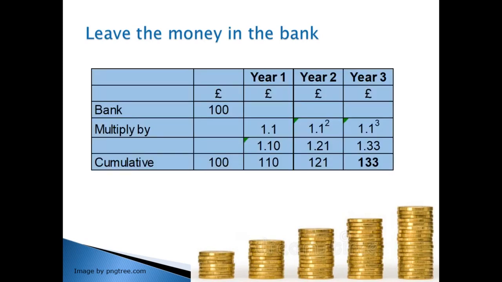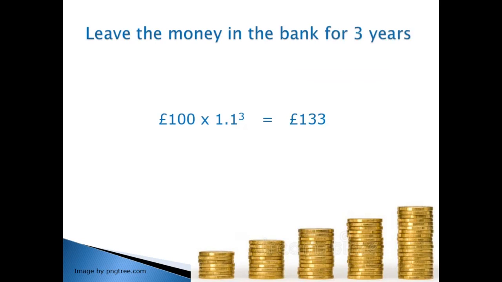Could also show it like this, because 10% is 0.1, so after 1 year, you multiply it by 1.1, and then in the end of year 2, you multiply by 1.1 again, and year 3, you multiply it by 1.1 3 times. So 100 times 1.1 to the power of 3 is £133. So this is less than the £140 from the project. So in this case, that looks like a worthwhile project.